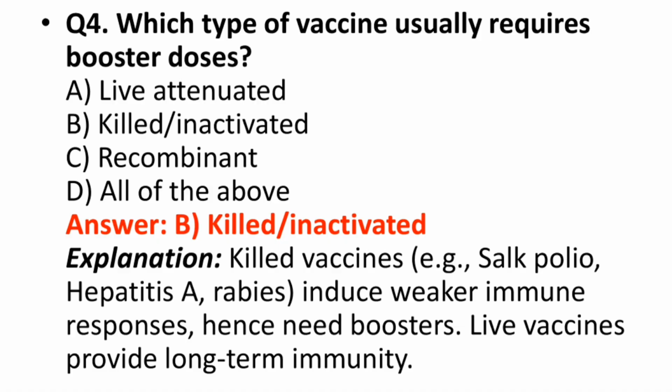Which type of vaccine usually requires booster doses? Option A live attenuated, option B killed or inactivated, option C recombinant, option D all of the above. The correct answer is option B killed or inactivated. Killed vaccines, for example Salk polio, hepatitis A, rabies, induce weaker immune responses, hence need boosters. Live vaccines provide long-term immunity.